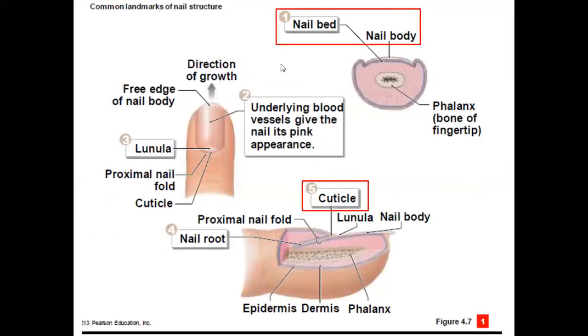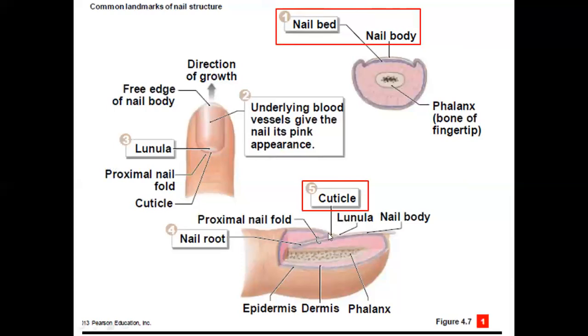So here are the structures. Right here is the lunula, that little pale half moon shape, where the cuticle is this epidermal layer that meets up with the bed of the nail at the lunula. And that's what you can actually see. You can look at your own nails. It's just a thin layer of skin that covers the base of the nail. Sometimes it's thicker, sometimes it's thinner.